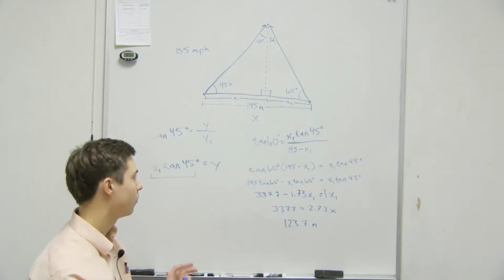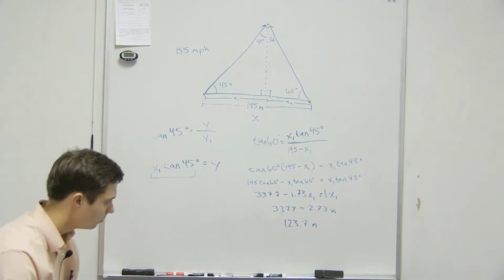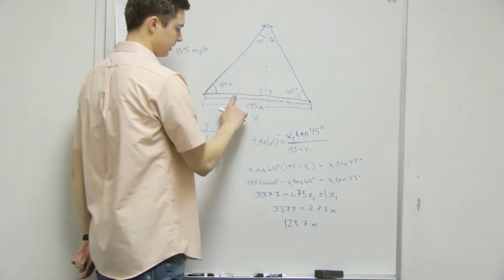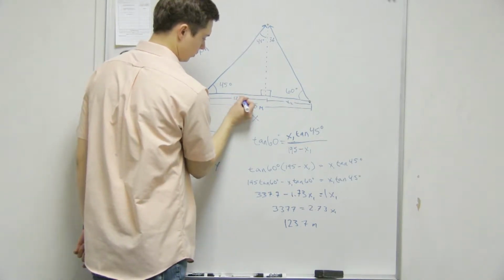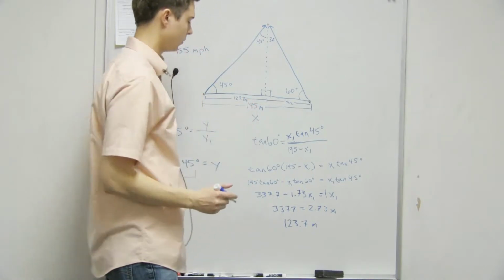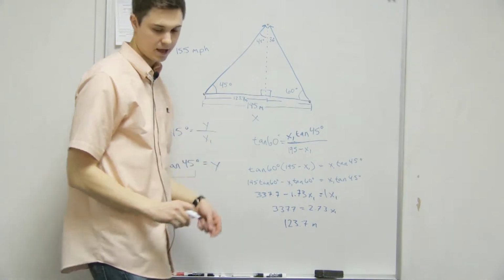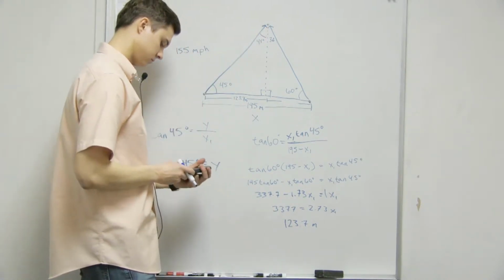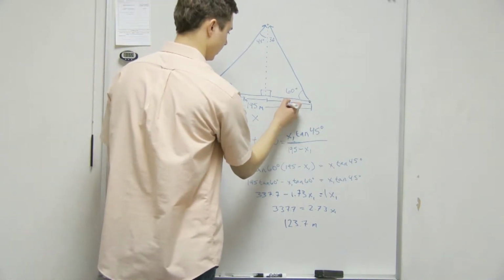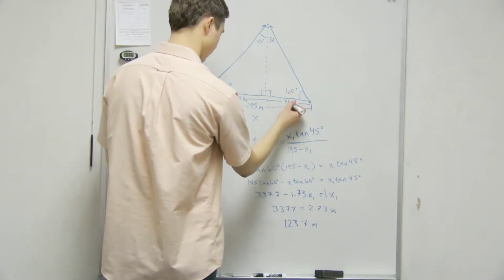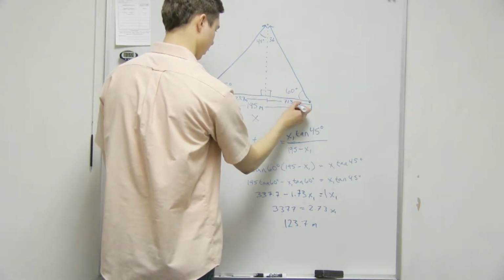Cool. So that was a lot of work, and it's not our answer yet, but that just gave us a really valuable piece of information. Now we know this distance is 123.7 meters, which means we also know this distance is just 195 minus that. So 71.3 meters.